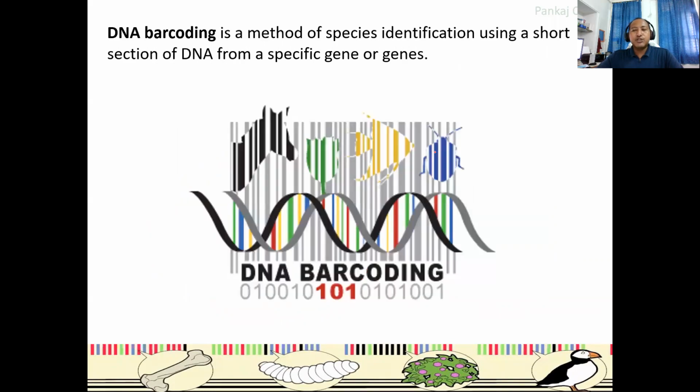A similar approach was used for species identification, and that technique is known as DNA barcoding. So DNA barcoding is a method of species identification using a short section of DNA from a specific gene or several genes. So we try to identify a particular species based on a particular region of the DNA from that particular species. This technique is known as DNA barcoding.